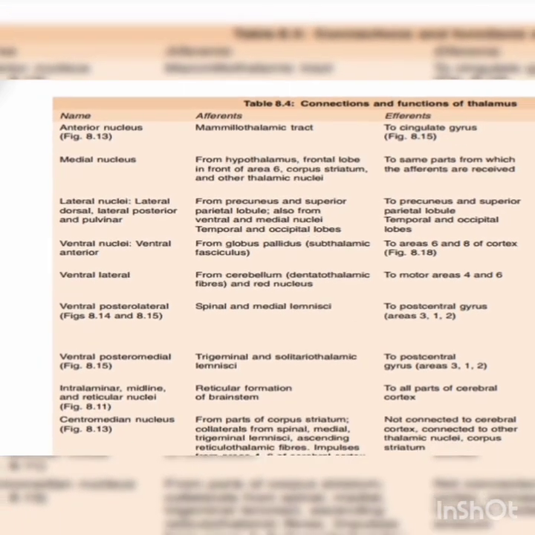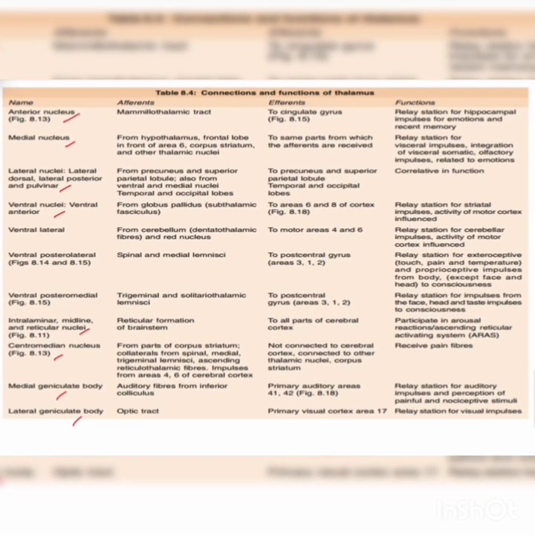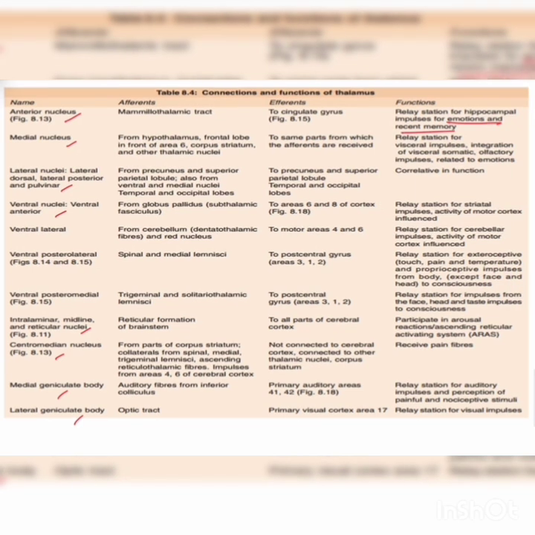The various nuclei inside thalamus are the anterior nucleus, medial nucleus, lateral nuclei, ventral nuclei, intralaminar, midline and reticular nuclei, centromedian nuclei, medial and lateral geniculate bodies. The anterior nucleus is a relay station for hippocampal impulses. It controls emotions and recent memory. Medial nucleus is an area which relates to olfactory impulses and emotions.